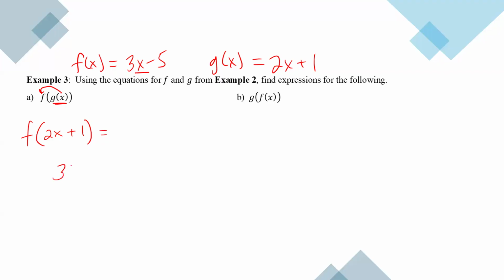So we end up with 3 times 2x plus 1 minus 5. Do not forget the terms that are already there. Don't forget any terms, any coefficients that already exist, okay? So we keep going and we get 6x plus 3 minus 5, which leaves us with 6x minus 2. Yes? All right, now go ahead and do B.